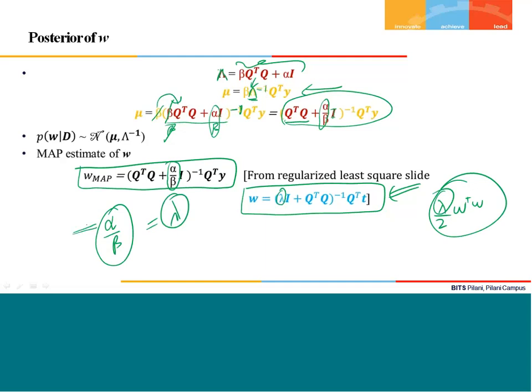So what was this alpha? This alpha was the variance of this W prior. If I make this alpha infinite, it means I don't want to take any prior on it. And if I don't take a prior on it, then I will be left with only Q transpose Q.